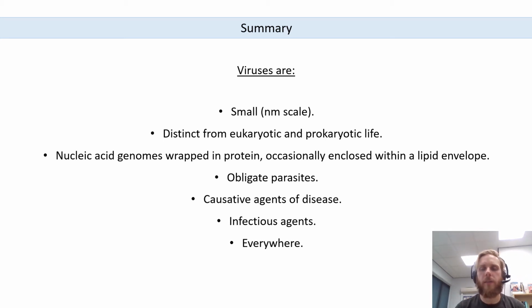We also said that viruses are distinct from eukaryotic and prokaryotic life. Eukaryotic and prokaryotic life is cellular life: eukaryotic cells and prokaryotic cells. These are two very, very different types of cell, but they are both still cellular. Viruses, meanwhile, are not cellular. Viruses are not composed of cells. They're not single cells. A virus is not a cell.